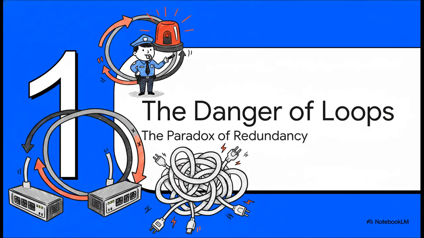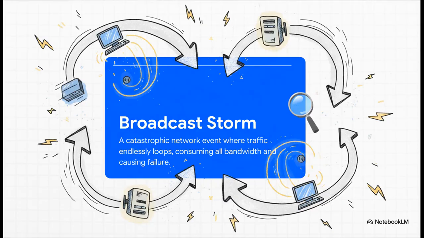Okay, let's dive right into the problem. Adding an extra cable between your network switches for a backup, it just seems like a no-brainer. If one link fails, hey, the other one takes over. Simple, right? The issue is, without some kind of traffic cop directing the flow, that one smart move can create an absolute network-wide catastrophe. And the villain of our story is something called a broadcast storm.